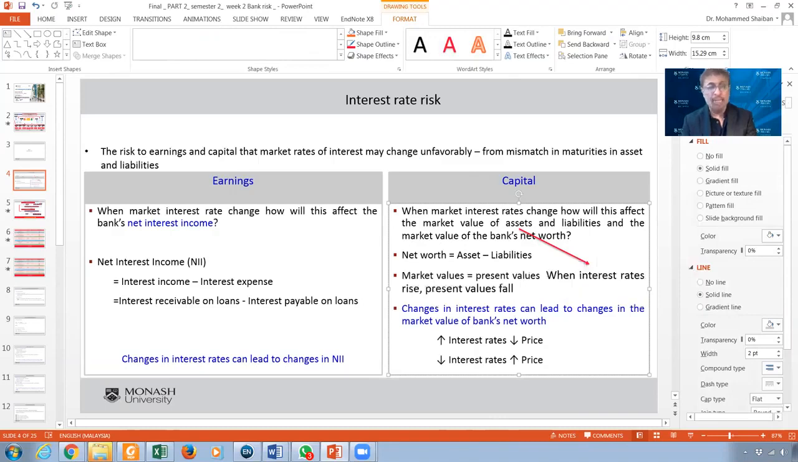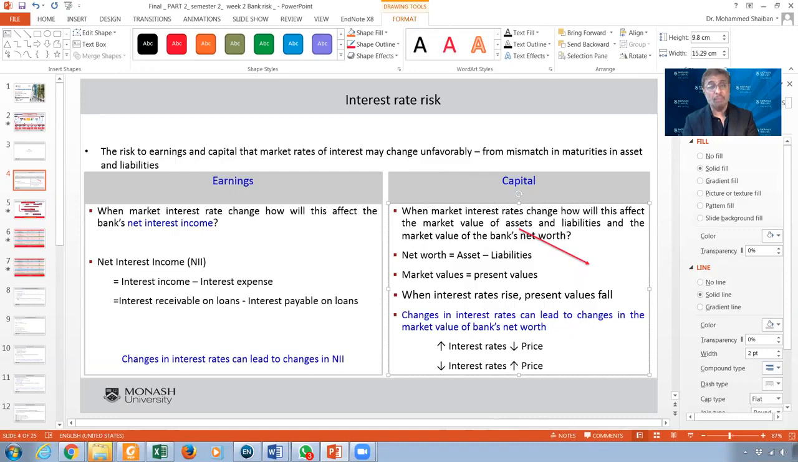Since my capital or equity is the difference between the market value of the assets and the market value of the liabilities, the market value of the assets will drop, and the market value of the liabilities will drop also. But if there is no matching, this will impact my net worth, because the increase in the interest rate will drop the market value of the assets and liabilities together.